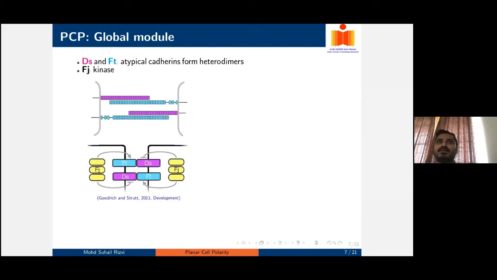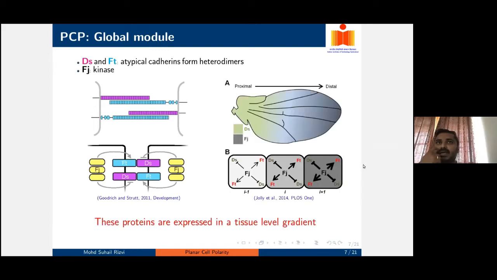But still, this does not tell you where the global axis is, where the global information is coming from. Global information comes in the form of the expression gradient. Four-jointed, Fat, and Dachsous are present not uniformly in the tissue, but are expressed in a gradient manner throughout the tissue. The right panel shows an example of the wing of the Drosophila fly, where Dachsous and Four-jointed are present in opposing gradients. This tissue-level or organ-level gradient is sensed by the cell, and this global cue also regulates the alignment of the asymmetric protein distribution in the core module as well.